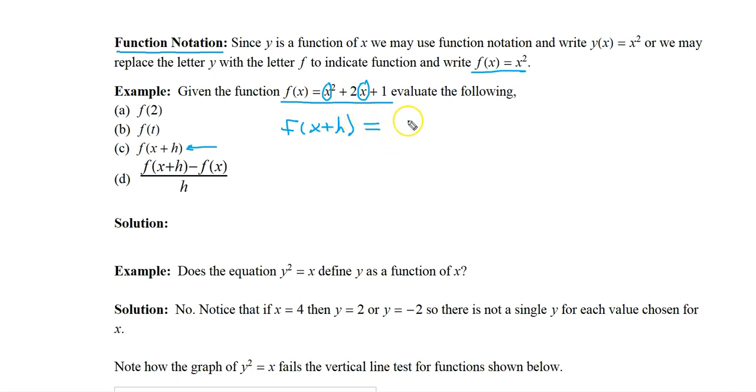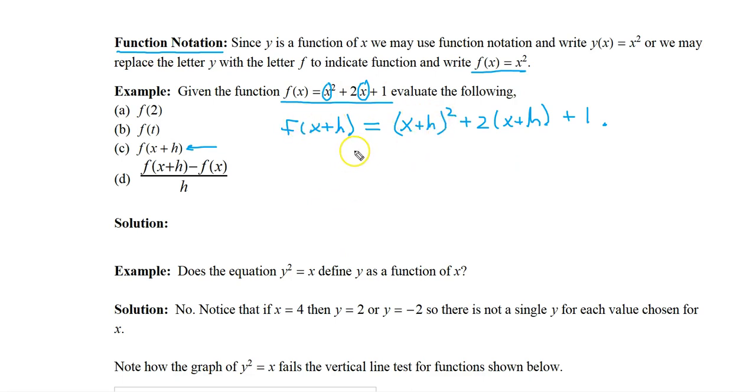And what we end up with is, and there we go. That's all you have to do. You just put whatever is inside the parentheses in place of the x. It doesn't matter if you have x's down here.